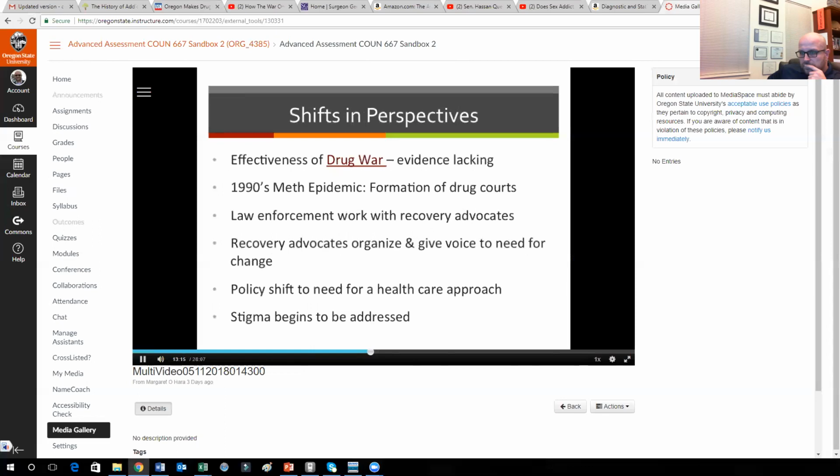We started to see shifts in perspectives. Evidence was lacking in the effectiveness of the drug war. We saw in the 1990s a meth epidemic, and then the formation of drug courts.